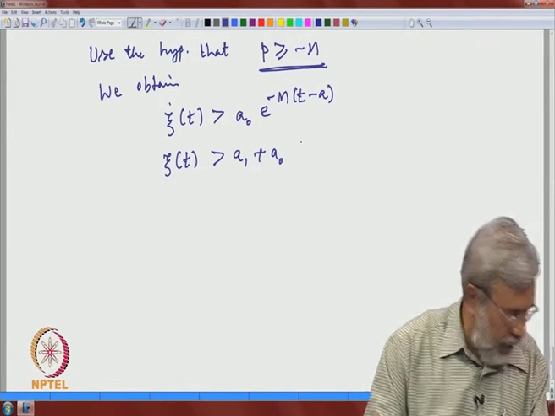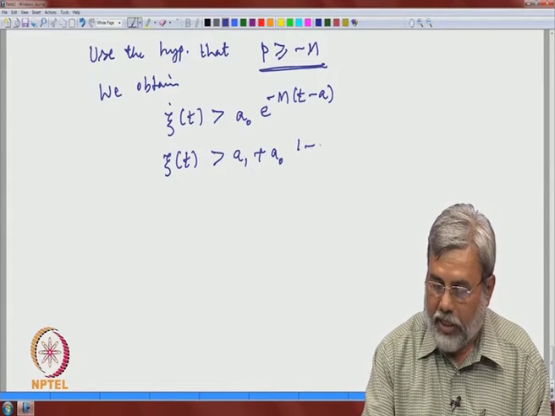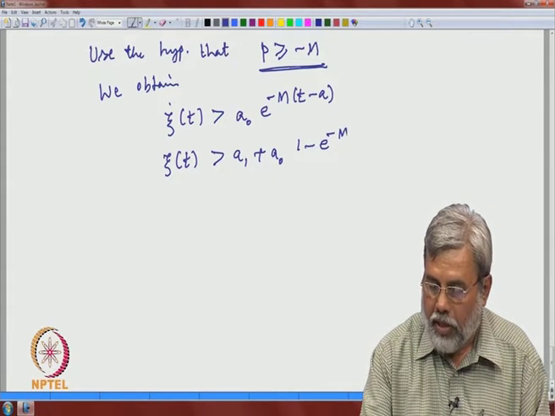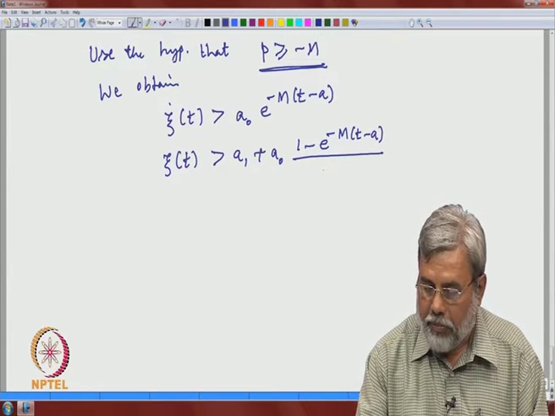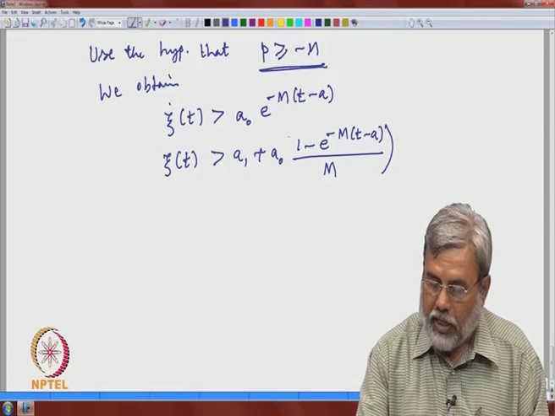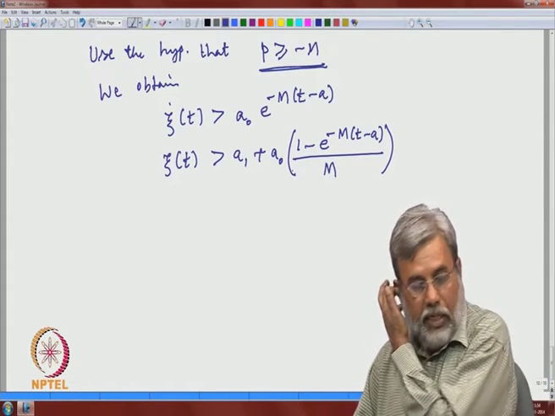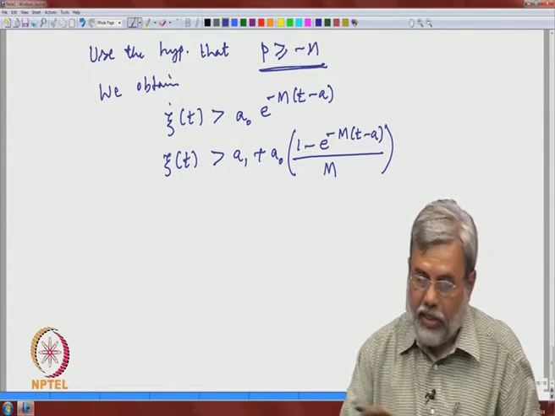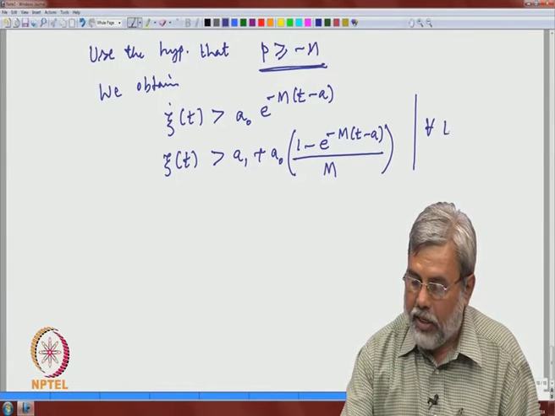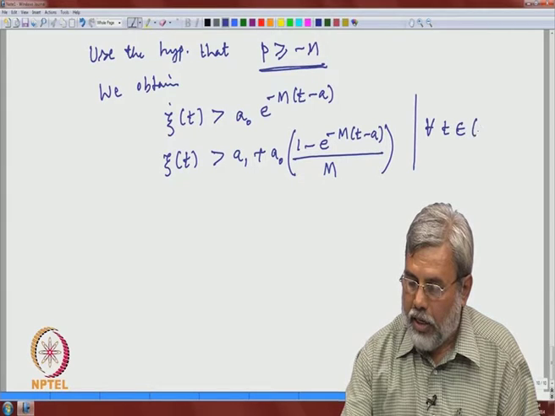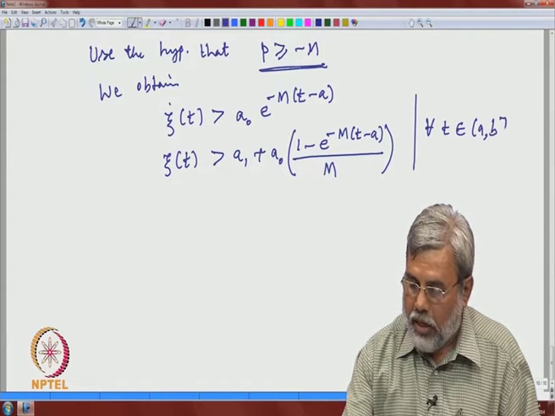So, you have to do some integration there. Let me just write it: e to the m(t minus a) divided by m. In the second inequality there is the double integral. So, if you do that double integral, you get this thing, and this is valid for all t in [a, b].